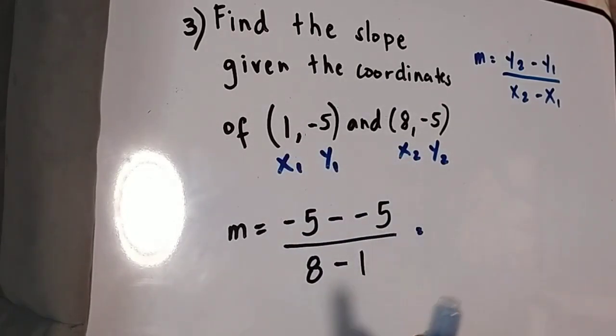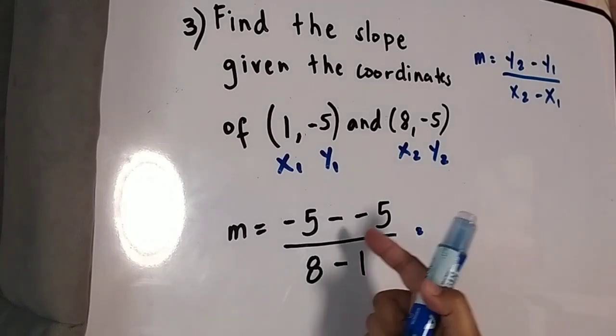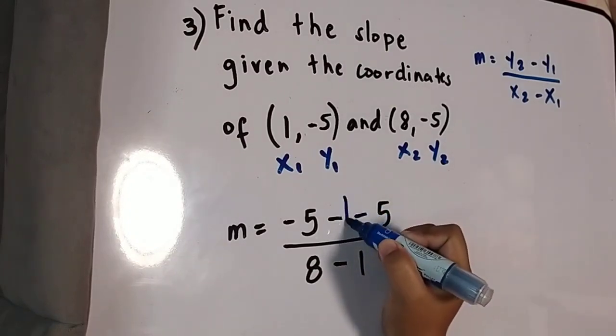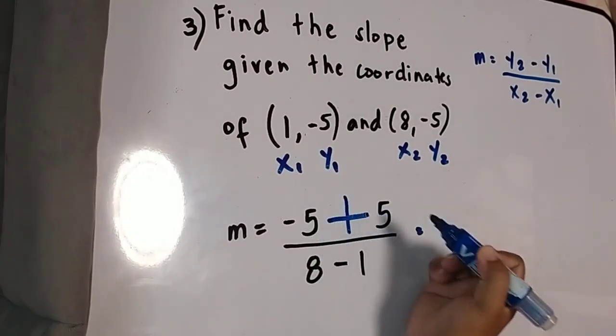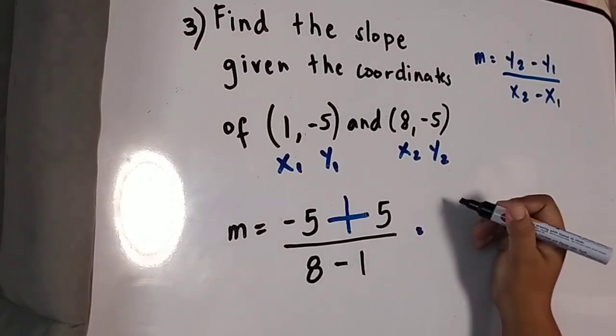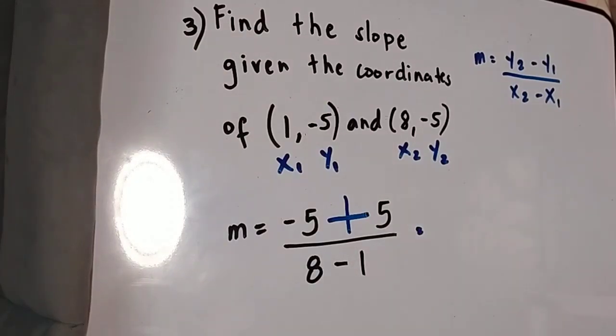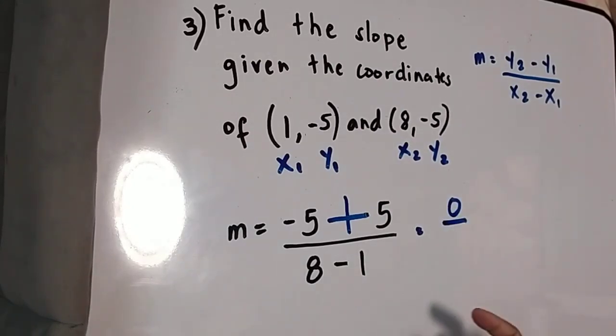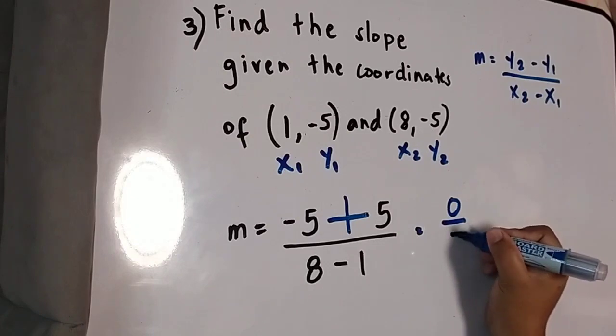Combined. Di ba kapag may dalawang negative na magkatabi, the operation will become positive. Kasi change the sign yan eh. So, you have here negative 5 plus 5. So, unlike signs na sila, subtract. So, that will be equal to 0. So, 0 over 8 minus 1, that is equal to 7.